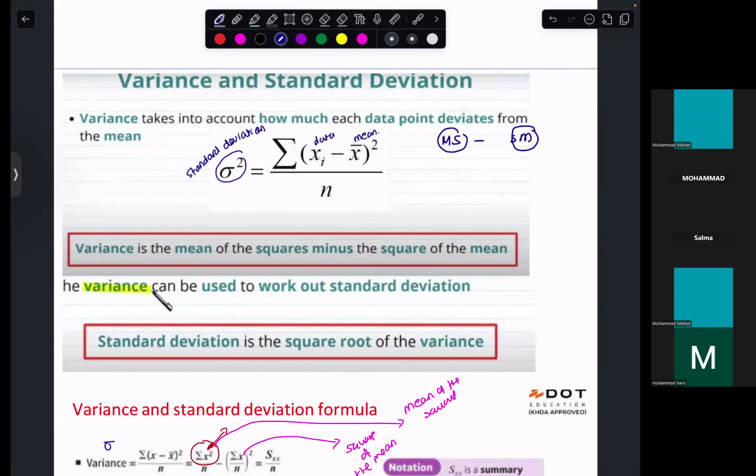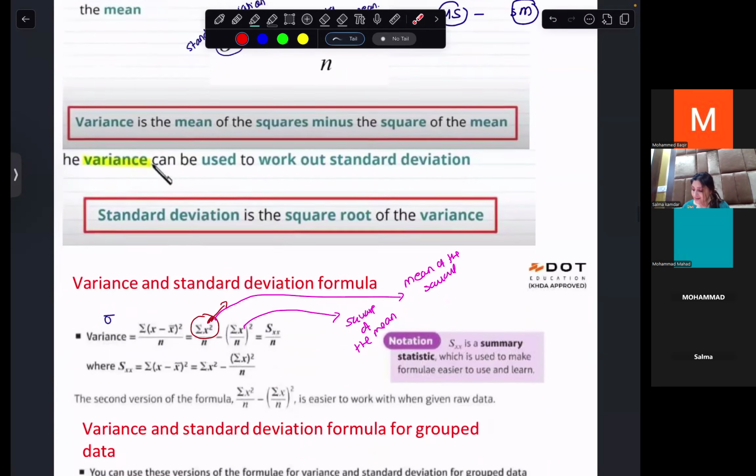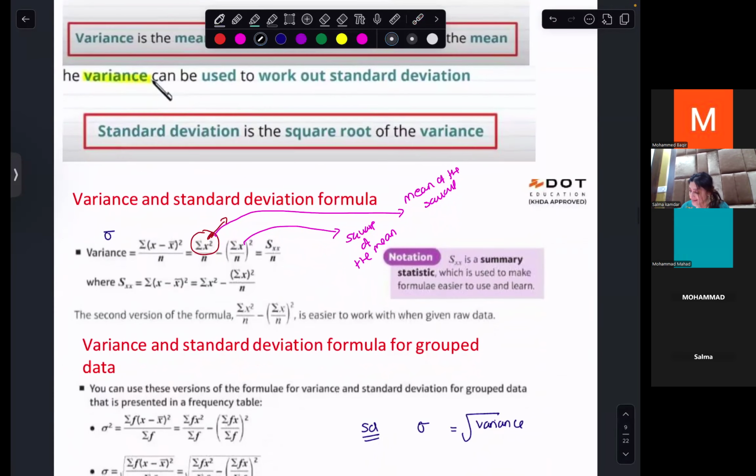Mean of the square minus square of the mean. We remember this formula, right? Mean of the square minus square of the mean. So variance tells us how much my data is deviating from the mean. How much my data is moving away from the mean is what the variance tells us. Standard deviation is the root of the variance.